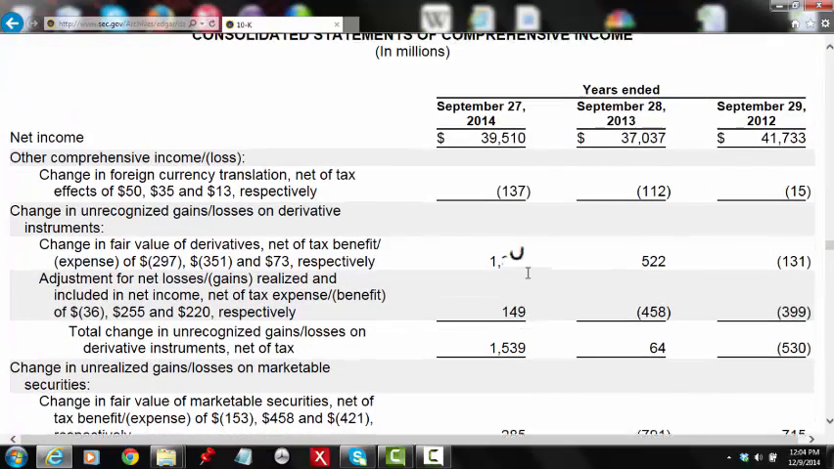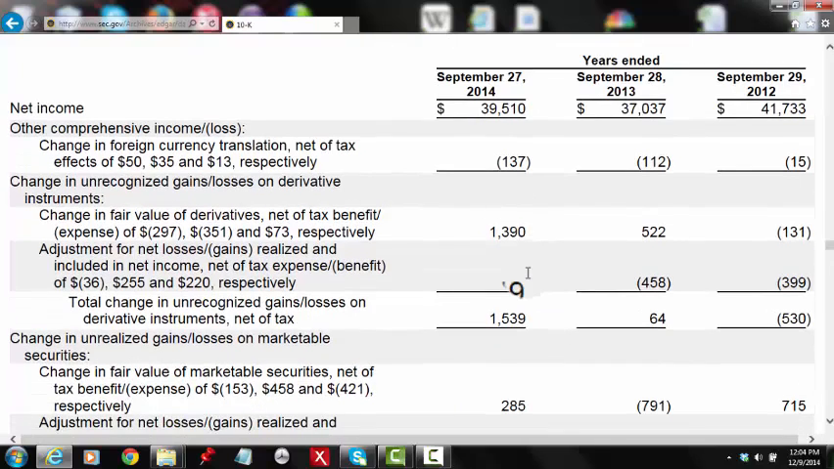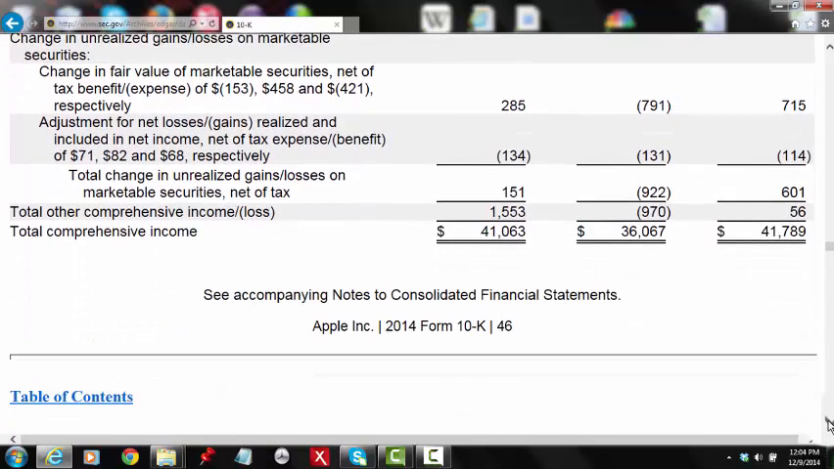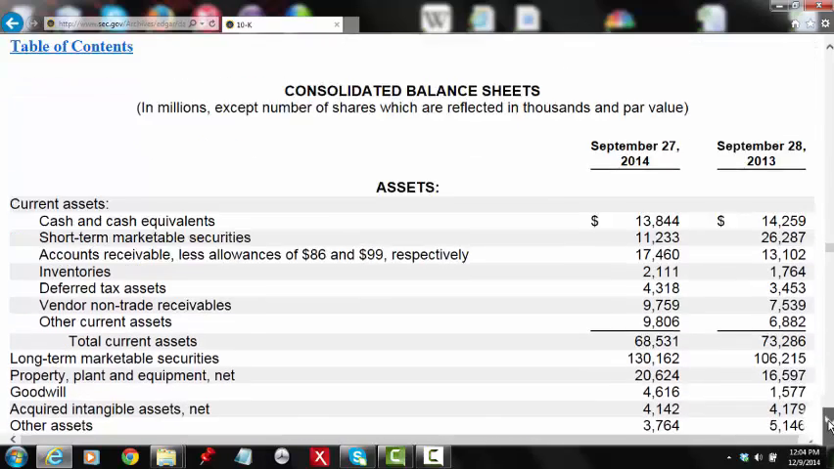Now this is the comprehensive income. What it shows is, there are some derivatives they have to have for foreign exchange, to hedge the foreign exchange exposure and all. And so it shows about $41 billion is comprehensive.